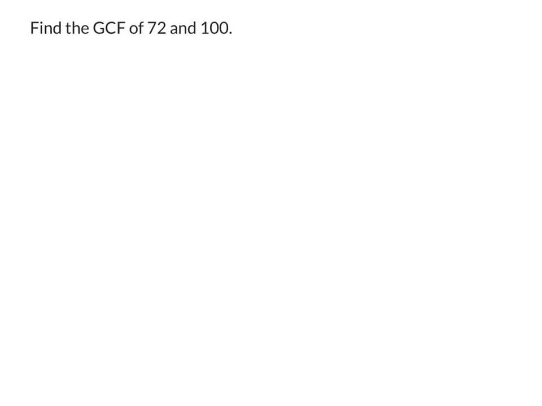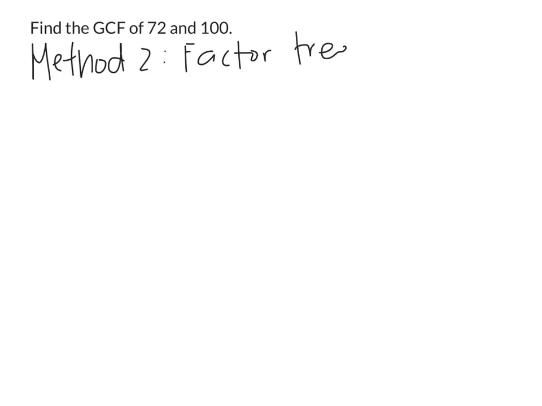Now I'm going to show you a second method. We're going to call it the factor tree. So what you're going to do is use the factor tree to list down the prime factors of 72 and 100. Let's start with 72.